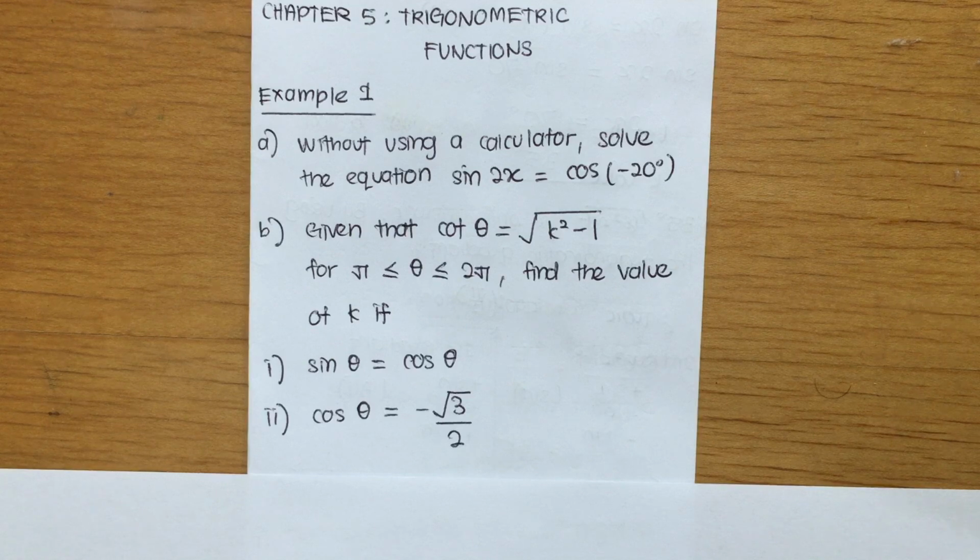Alright guys, without further delay, let's jump to the question now. Okay, I'm going to read the example 1 question. Without using a calculator, solve the equation sin 2x equals cos (negative 20 degrees). Given that cot theta equals square root of k squared minus 1 for pi less than or equal to theta less than or equal to 2 pi, find the value of k if sin theta equals cos theta and cos theta equals negative square root 3 over 2.